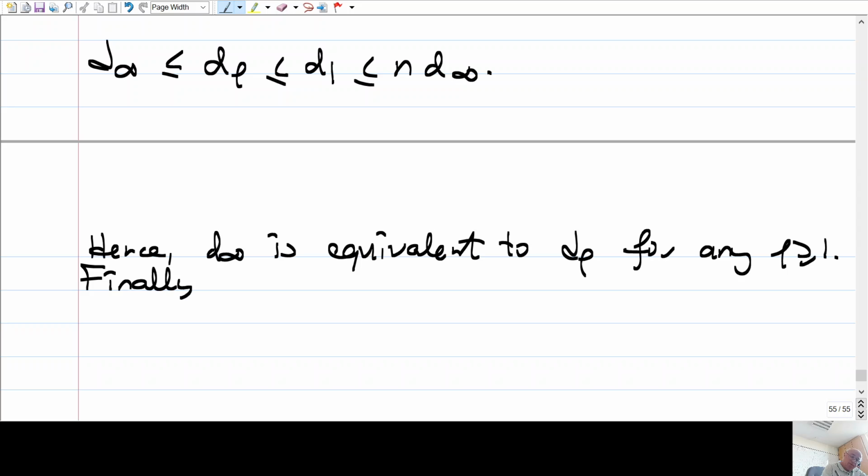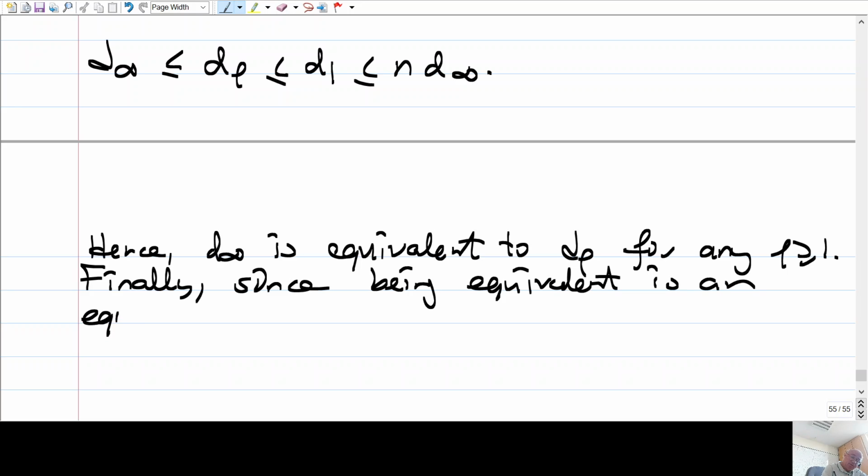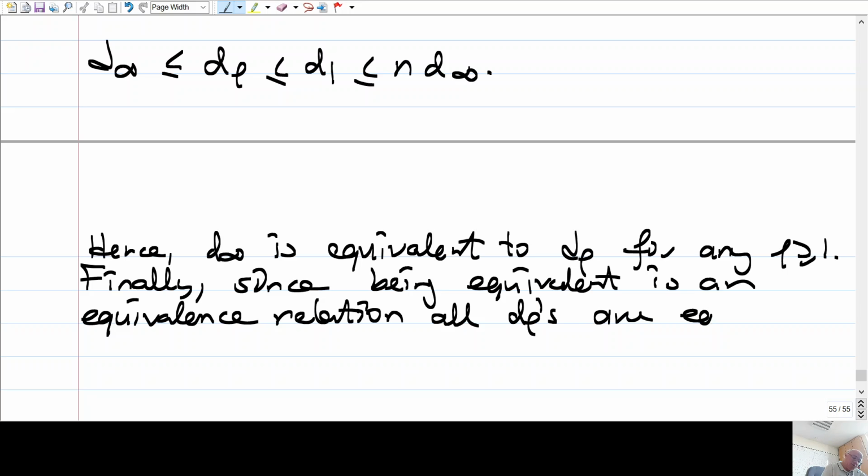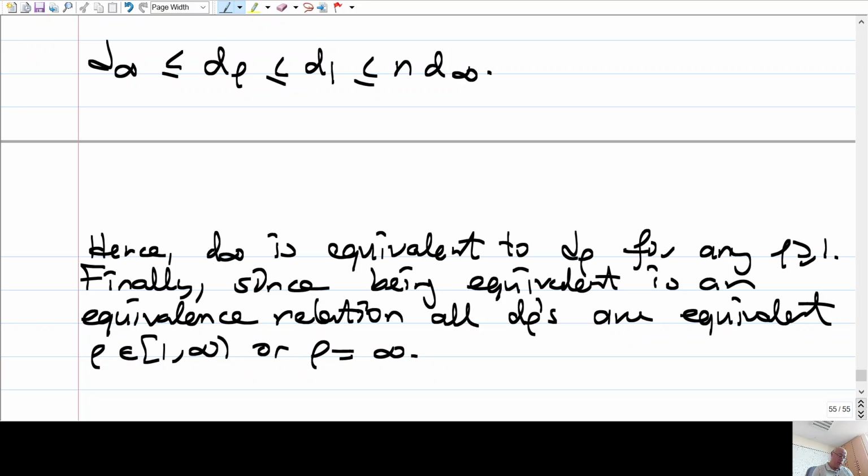Finally, since being equivalent is an equivalence relation, all the rhos are equivalent, whether rho is positive or rho is infinite. These are all equivalent metrics.